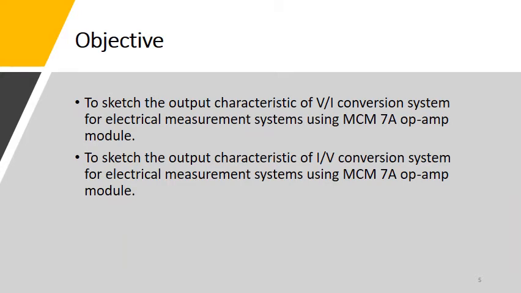The main objective of this experiment is to sketch the output characteristics of VI conversion system for electrical measurement systems using MCM7A operational amplifier module. The second one is to sketch the output characteristics of I to V conversion system for electrical measurement systems using MCM7A operational amplifier modules.